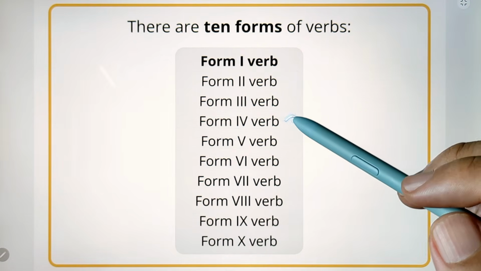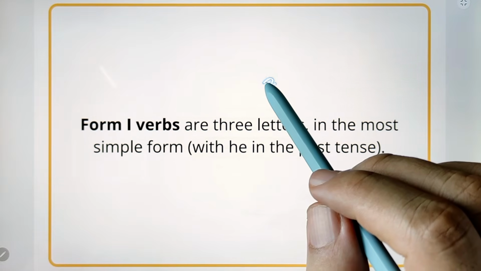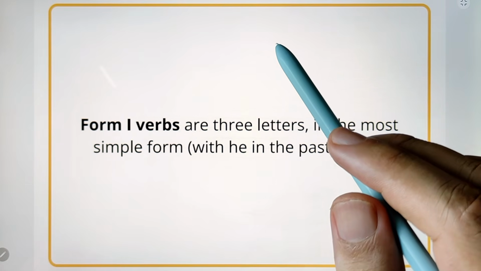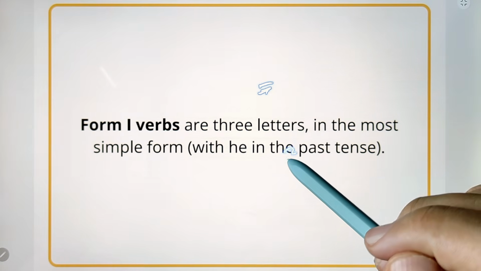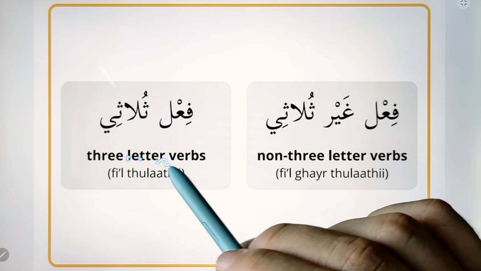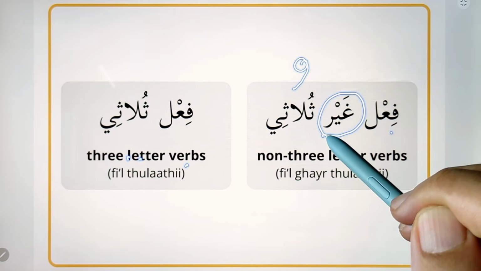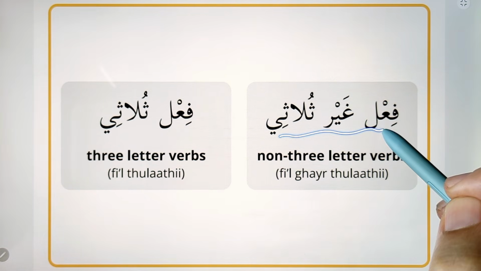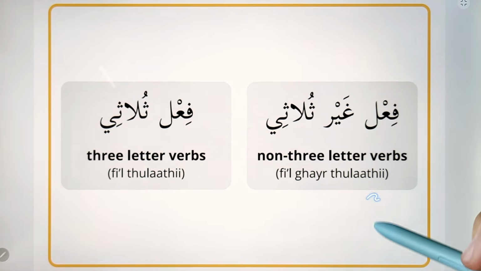Let's have a quick look at the Form 1 verb. Form 1 verb is the only form that has 3 letters only in the most simple form. The most simple form means when the verb comes with he in the past, because it doesn't have any additional letters. Form 1 verbs are also known as fi'l thulathi or 3-letter verbs, while all the other 9 forms are called fi'l ghayr thulathi, which means non-3-letter verbs. The non-3-letter verbs can be 4, 5, or 6 letters in the most simple form.